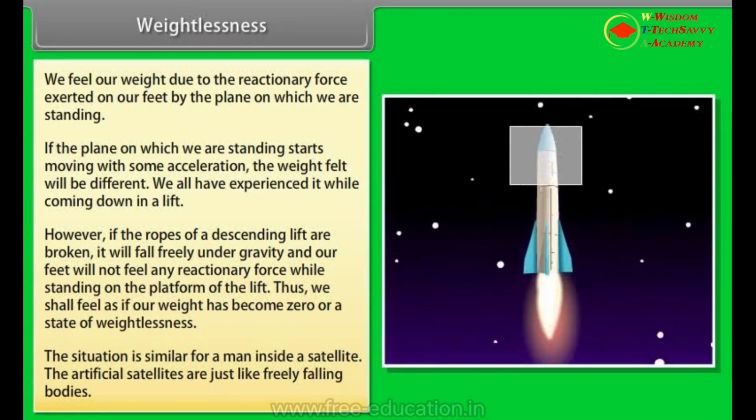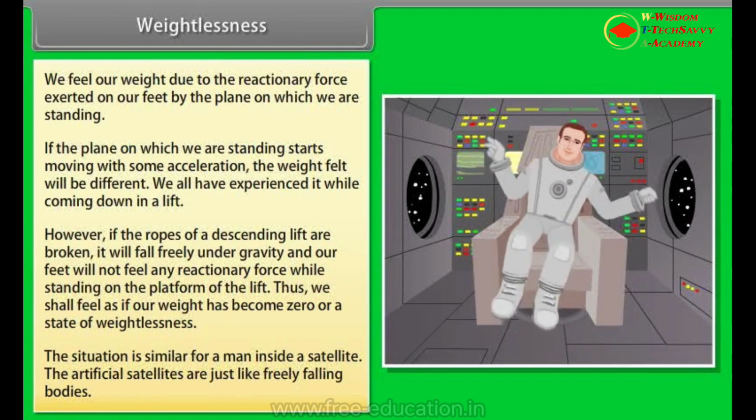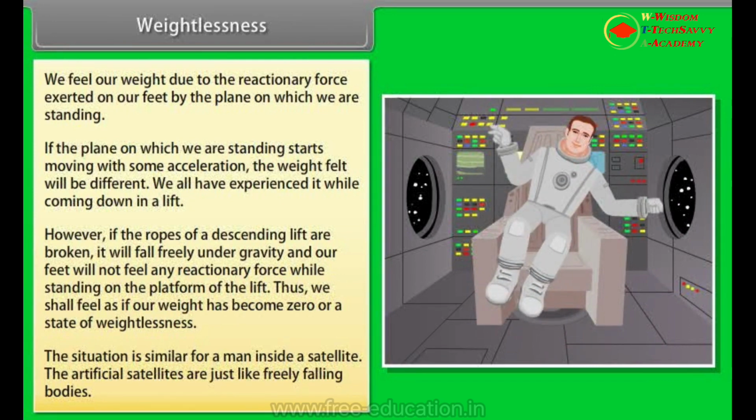This situation is similar for a man inside a satellite. The artificial satellites are just like freely falling bodies.